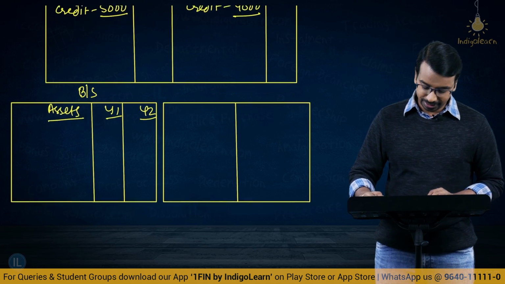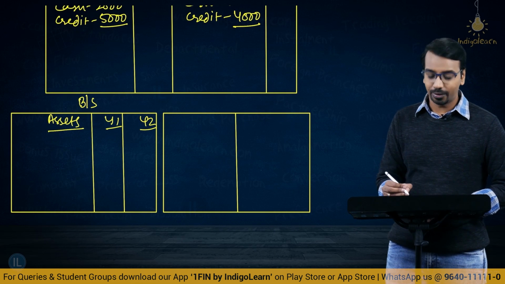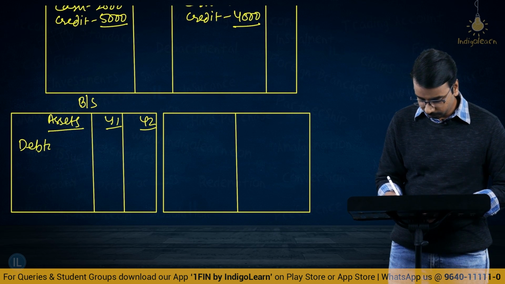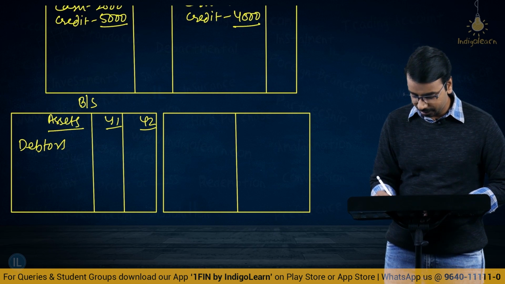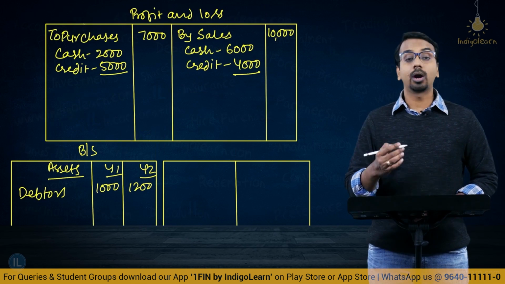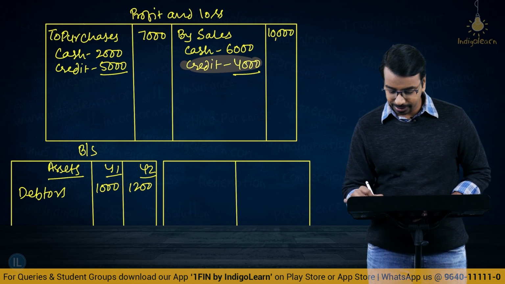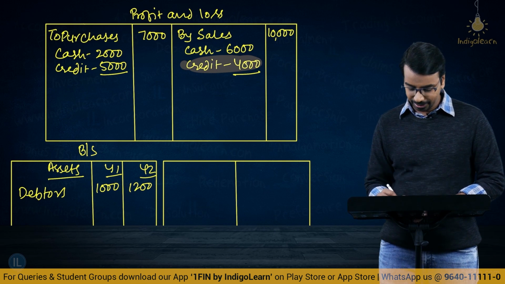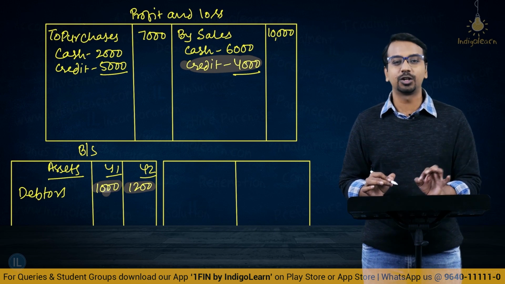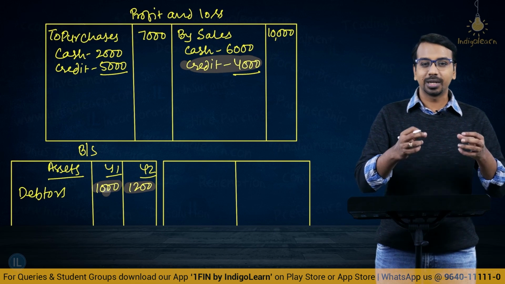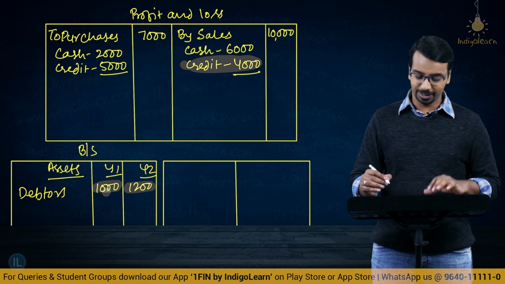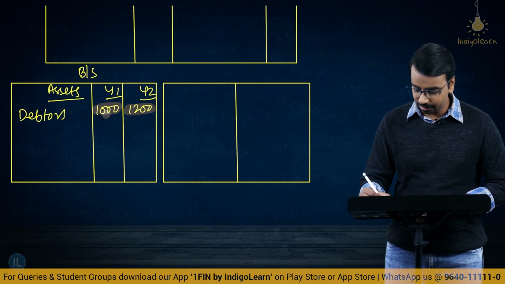So, let's say in the balance sheet you have information of debtors. Debtors in the year 1 was 1,000, now it is 1,200. What is the information you have? You have made credit sales of 4,000 and debtors opening balance is 1,000, closing balance is 1,200. We need to figure out how much cash has been collected from the debtors. If you prepare a simple ledger account, it becomes easy. So, let's prepare the debtors account.